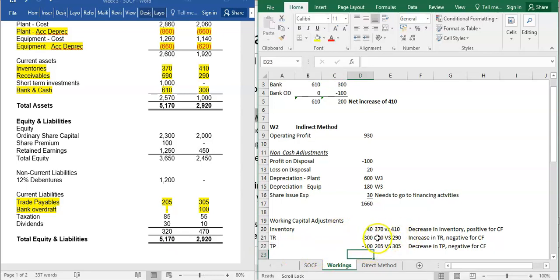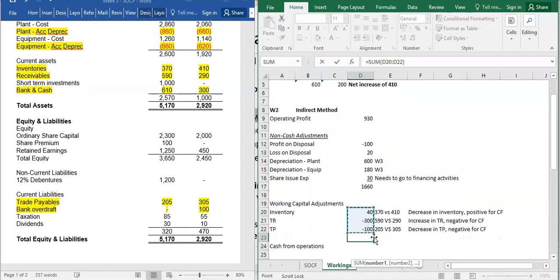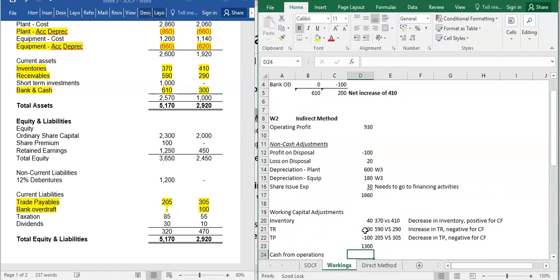So inventory and trade receivables have the same direction. Increase is negative for cash flow, decrease is positive. Trade payables is the opposite. So when you add those up and you take all your adjustments overall, you get cash from operations to be 1,300, or essentially 1.3 million, because we're dealing here with the last 3 zeros taken off. So 1.3 million is your cash from operations.